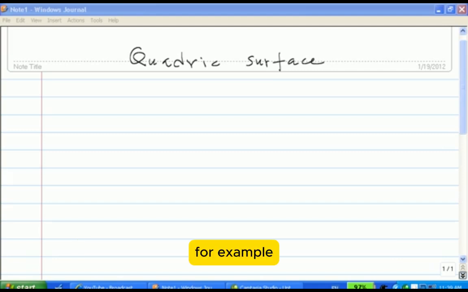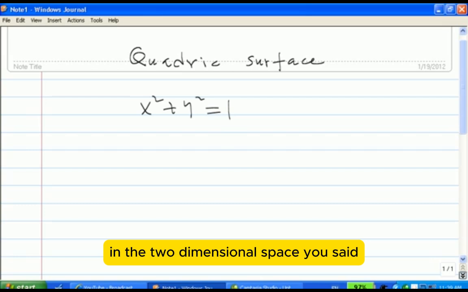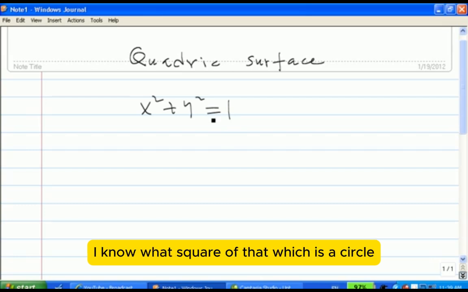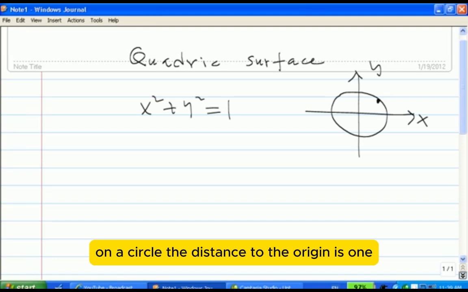For example, if we have x squared plus y squared equal to 1 in the two-dimensional space, you say, I know what the graph of that is, which is a circle. Every point on a circle, the distance to the origin is 1.